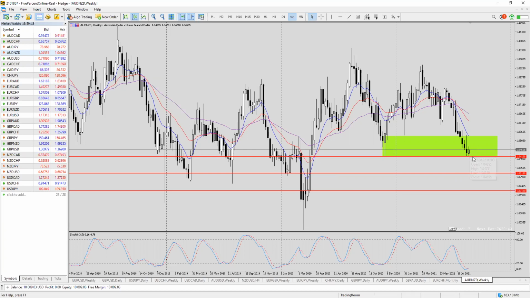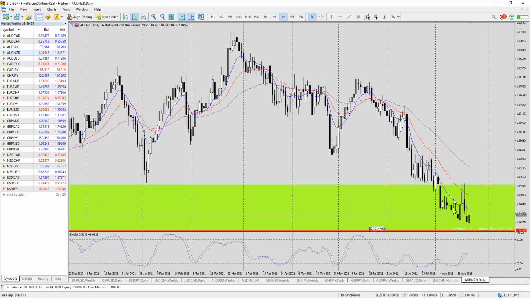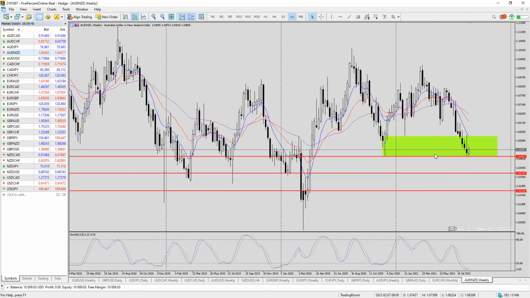I mean, Aussie Kiwi, on the daily or weekly chart, you just have to wait and see. If it breaks below, look for short opportunities. If it holds, maybe it forms some sort of a double bottom here or whatever. If it holds and starts going up from this demand zone, then start looking for long opportunities. But again, the overall trend at the moment is definitely short.